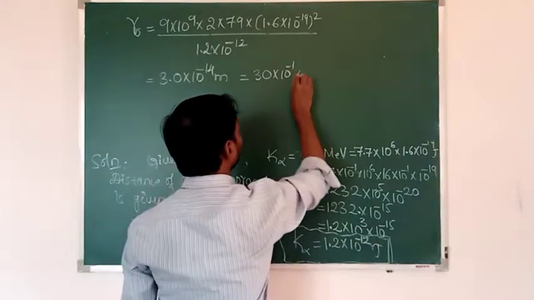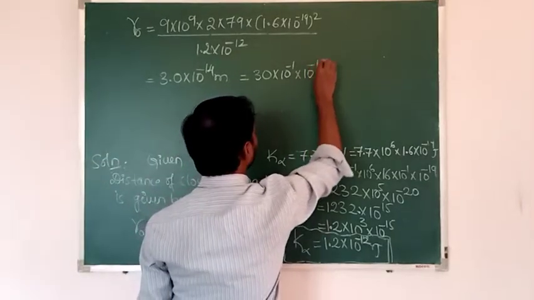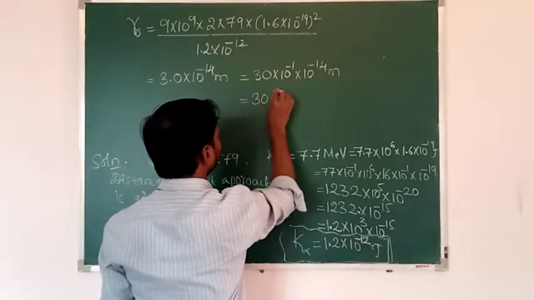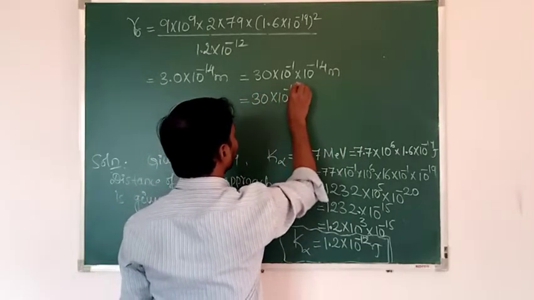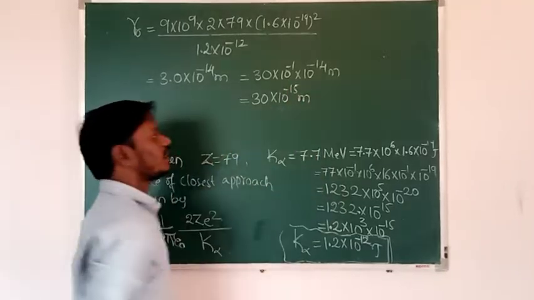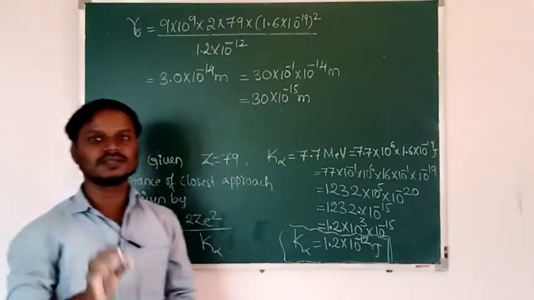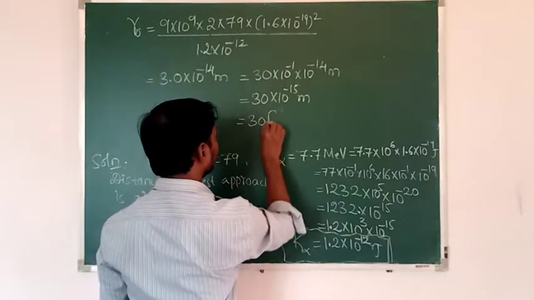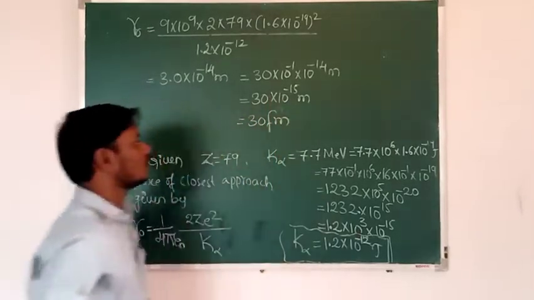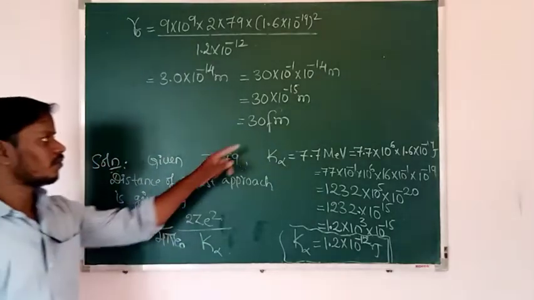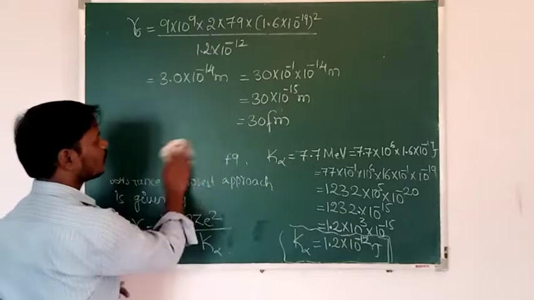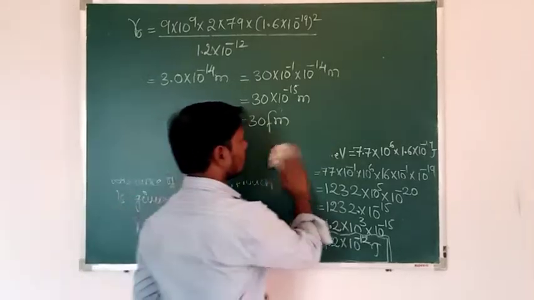Then 10 to the power of minus 1 into 10 to the power of minus 14 meter, that is 30 into 10 to the power of minus 15 meter. So 10 to the power of minus 15 meter is nothing but Fermi. That is 30 Fermi. So this is the distance of closest approach.